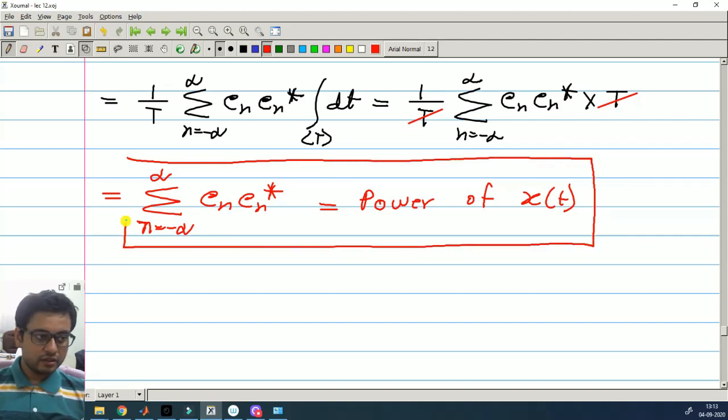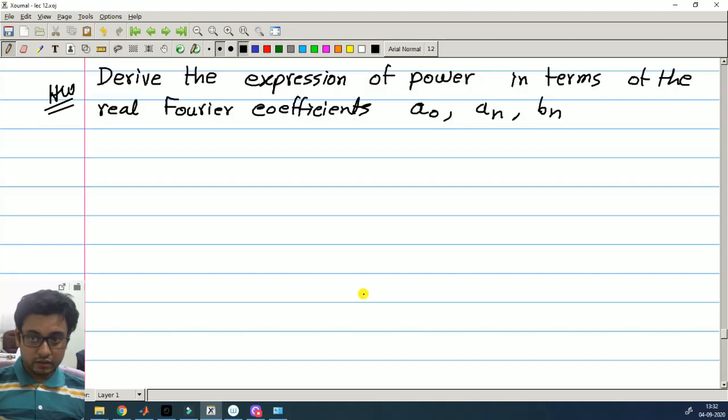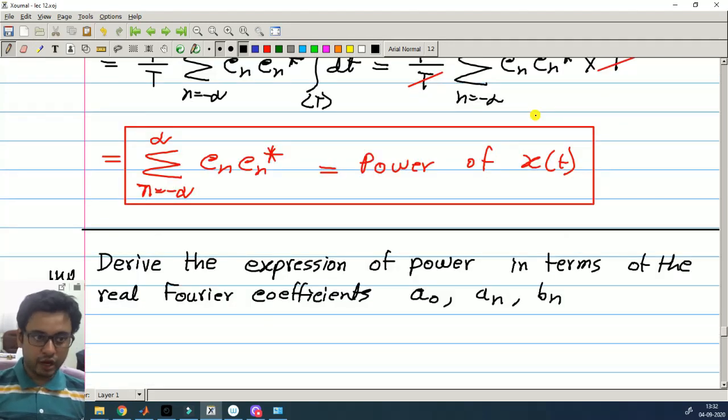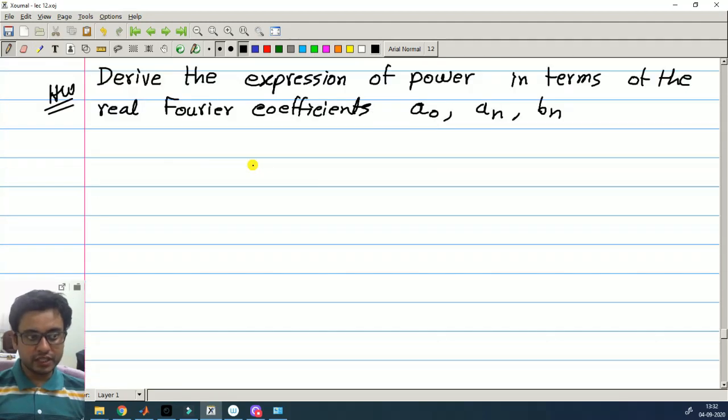important result. Now here is a homework for you to derive the expression of power in terms of the real Fourier coefficients a0, an, bn. We have found the power in terms of the complex Fourier coefficients Cn, and you have to do it in terms of a0, an and bn.